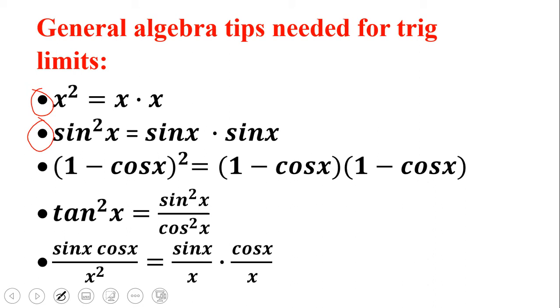Similarly here for the second bullet, the sine squared of x can be written as the sine times the sine. 1 minus cosine, the whole thing squared, can be rewritten as two different copies. A tangent is equal to a sine over a cos, so it follows that a tangent squared would be equal to a sine squared over a cosine squared. And then finally, the last one is just a simple breakup using algebra. Sine times cos over x squared, you can absolutely break that up into a sine of x over x times a cosine of x over x. So long as whatever you break it up into would multiply back to be the original problem, then it's perfectly legal.